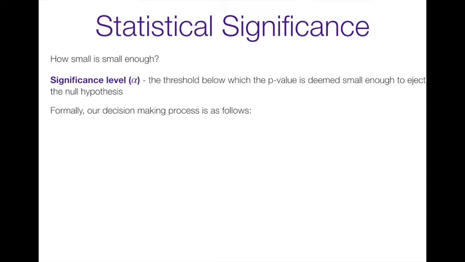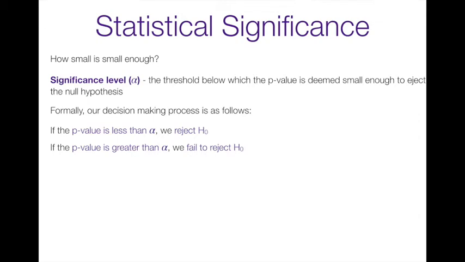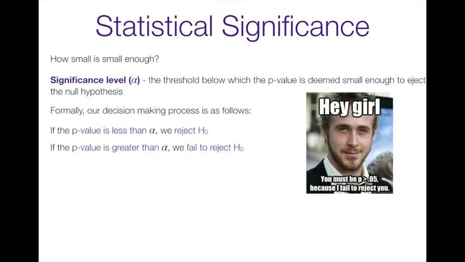So formally, the decision-making process looks like this. If the p-value is less than alpha, we reject the null hypothesis. If the p-value is greater than alpha, we fail to reject the null hypothesis. So here's a fun little meme to help you remember that.